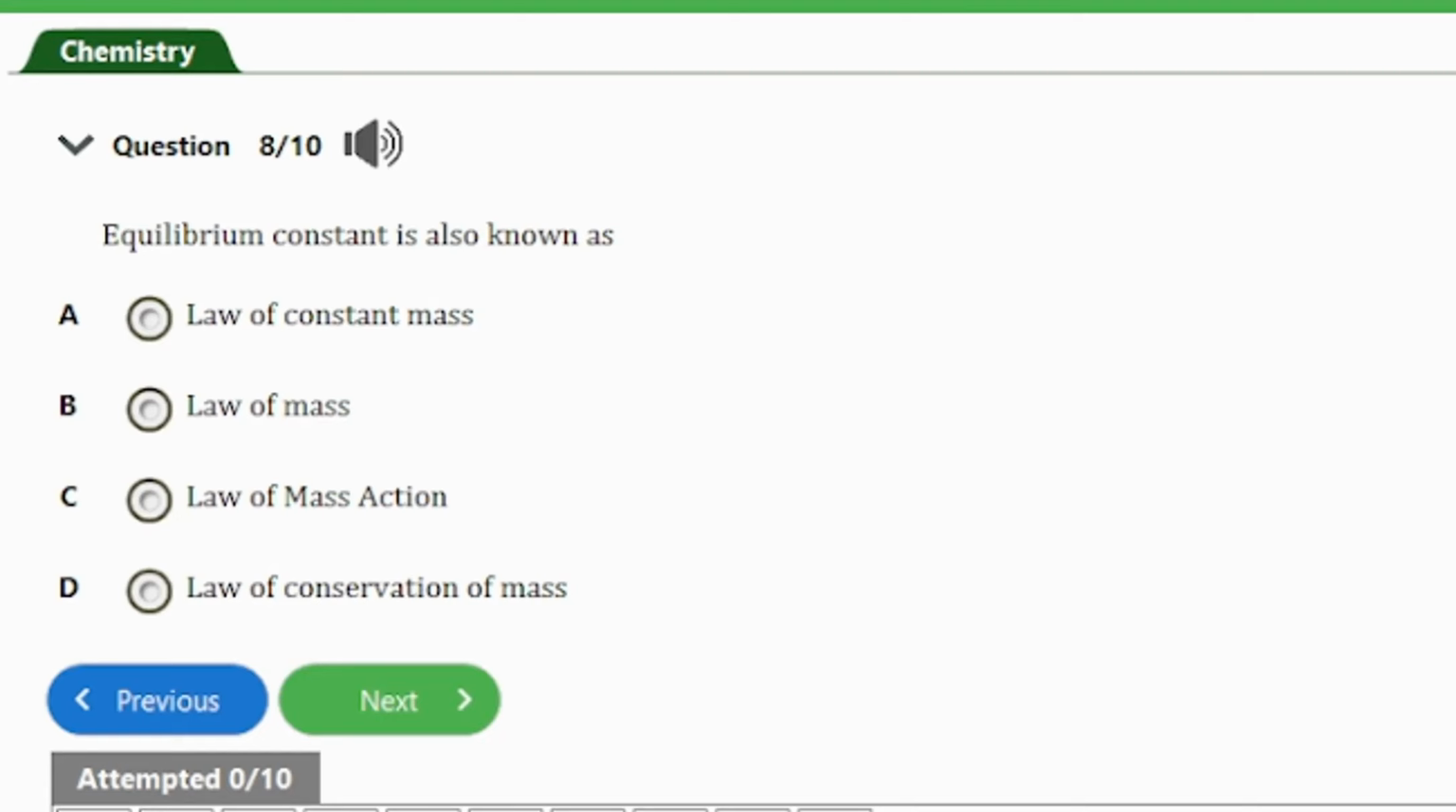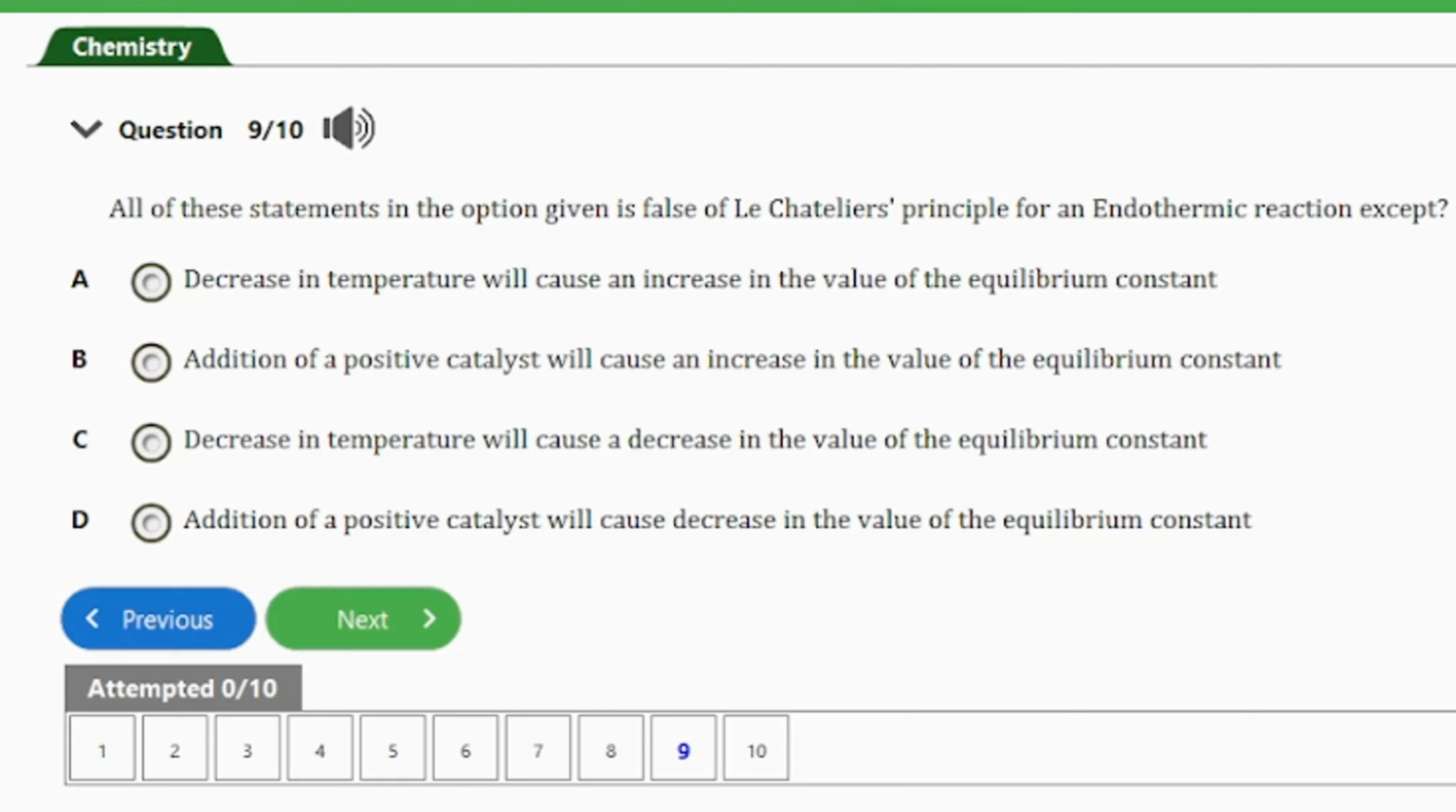It says equilibrium constant is also known as A, law of constant mass, B, law of mass, C, law of mass action, D, law of conservation of mass. So guys, the answer to this question is option C here, and that's the law of mass action. Equilibrium constant is also known as law of mass action. So guys, that's it for that question. Let's consider the next question.